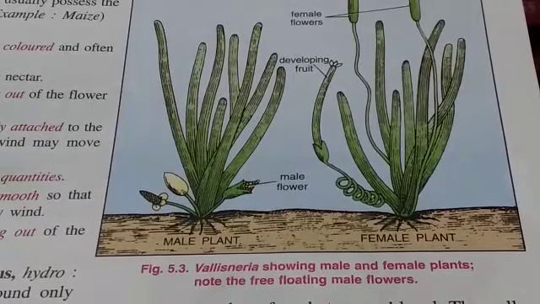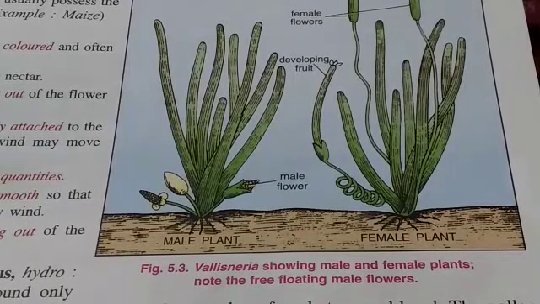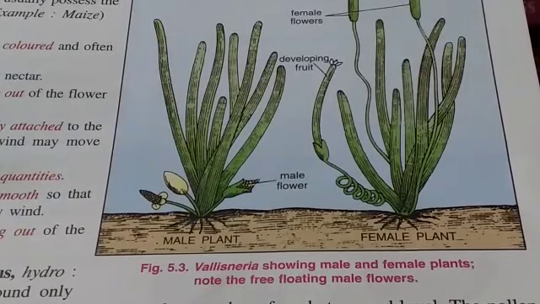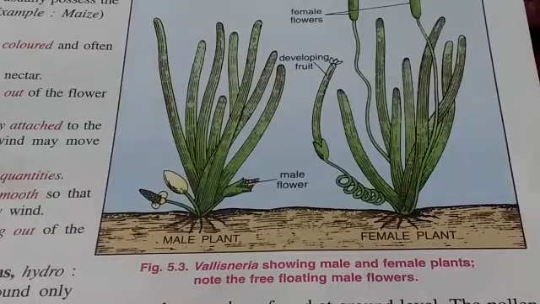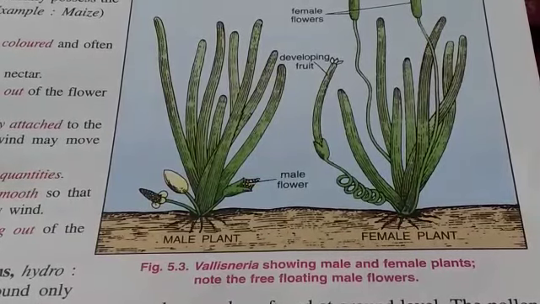Good morning, children. This is the continuation video, that is the third video of chapter 5, pollination and fertilization. In this video, we will discuss the agents of cross pollination.